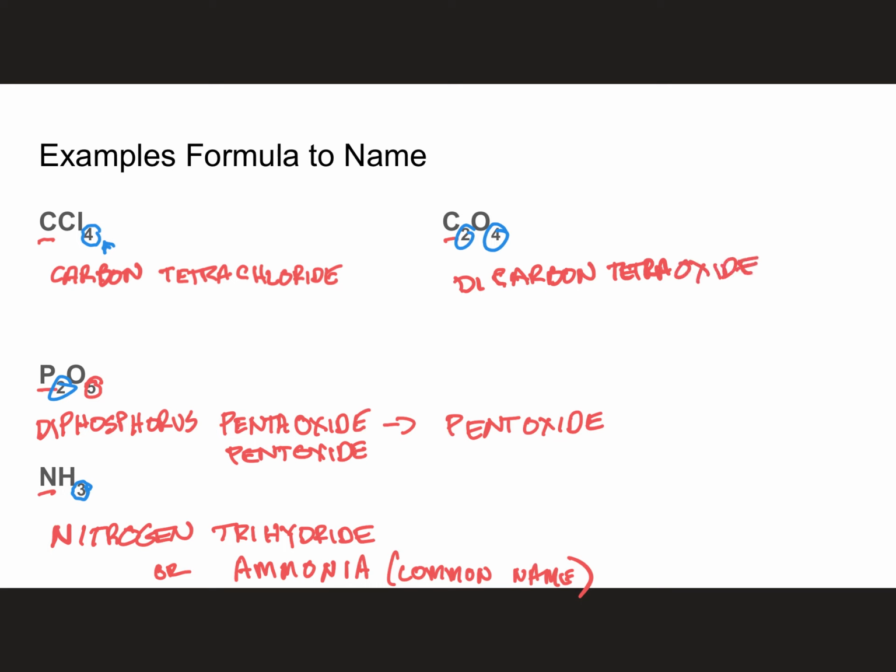Now I've given you mostly oxides, one chloride over here, one hydride. But this rule applies to the nitrides, the sulfides, anything like that. So there you have it. You've got dicarbon tetroxide, diphosphorus pentoxide, nitrogen trihydride, aka ammonia, and carbon tetrachloride. So that's pretty much all you need to know. That's pretty simple. You can go do some practice on it now, but it's pretty straightforward once you get the process.